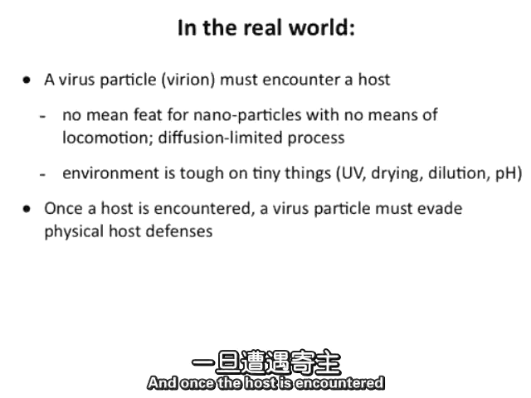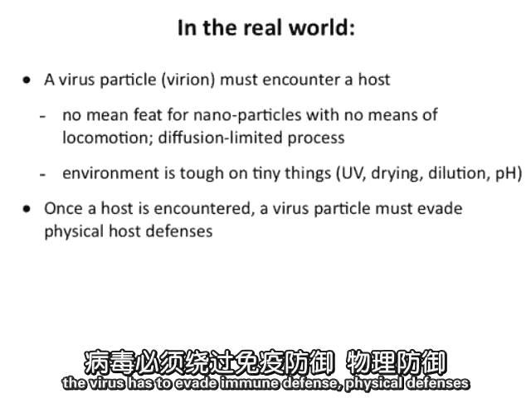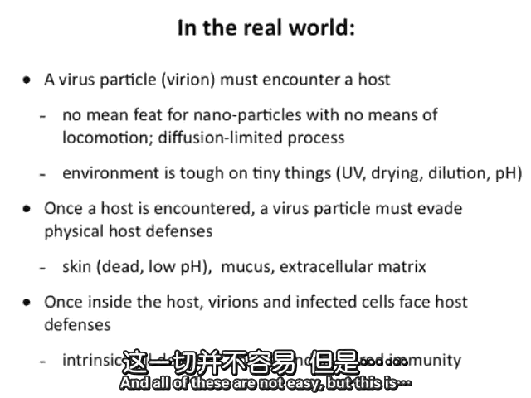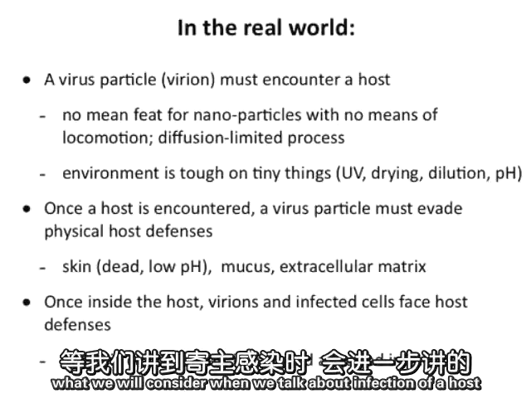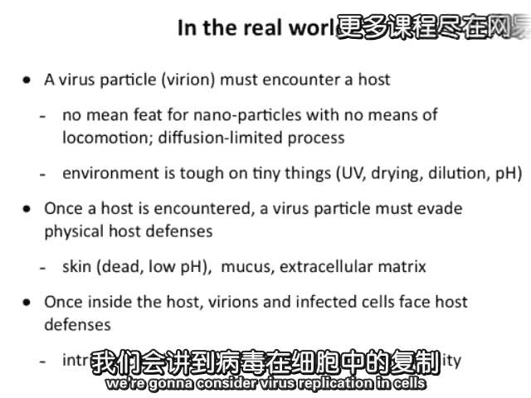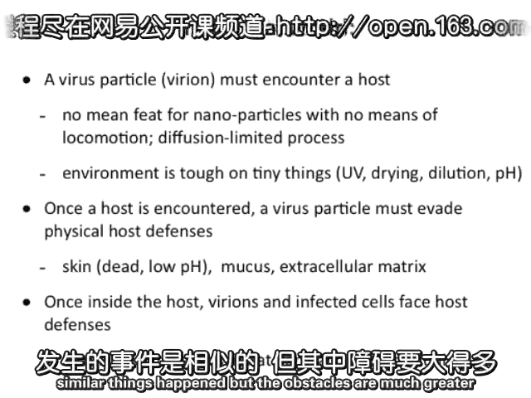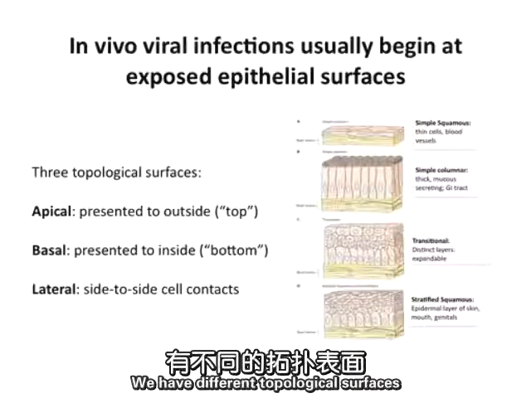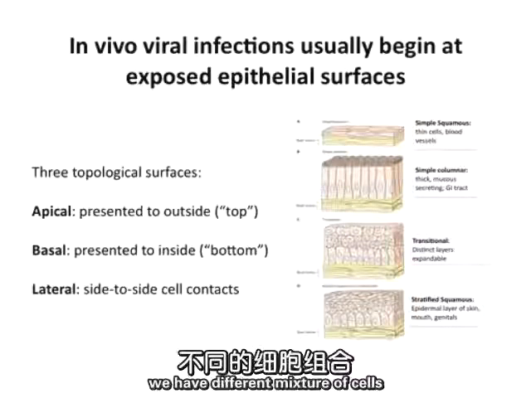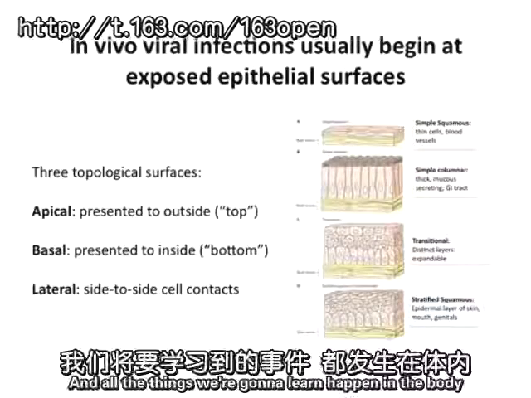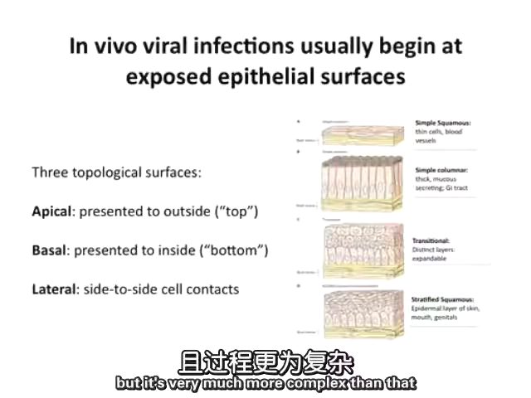And once the host is encountered, the virus has to evade immune defenses, physical defenses, innate immune defenses, adaptive immune defenses. And all of this is not easy, but this is what we will consider when we talk about infection of a host. For a number of weeks now, we're going to consider virus replication in cells, but I want you to keep in mind that in a host, similar things happen, but the obstacles are much greater. We don't have nice homogeneous cells in a culture dish in a very nice incubator. We have different topological surfaces. We have different mixtures of cells. So all infections begin with a single cell, and all the things we're going to learn happen in the body, but it's very much more complex than that.